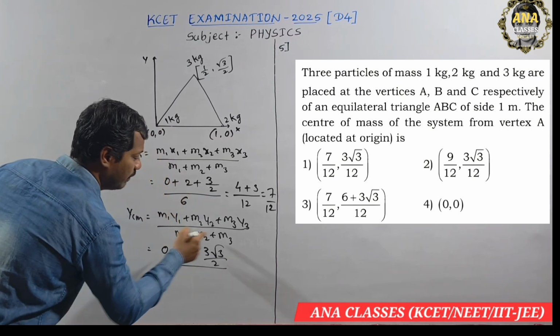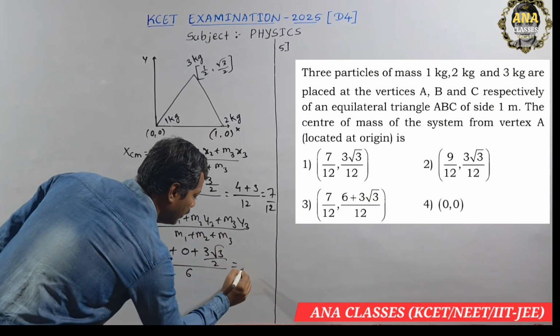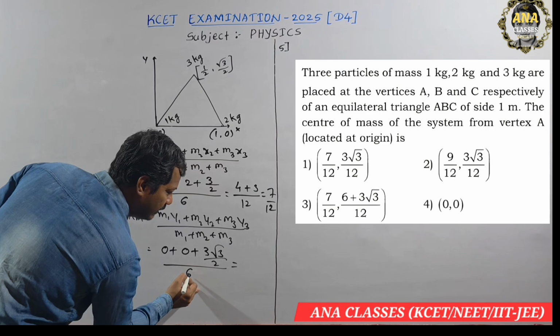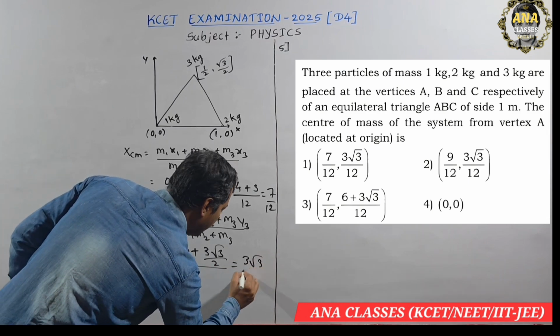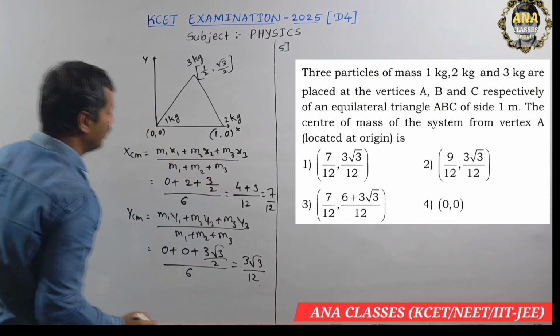So divided by m1 plus m2 plus m3, which is equal to 6. By simplification, 2 into 6 is 12. So 3 root 3 divided by 12 is the answer.